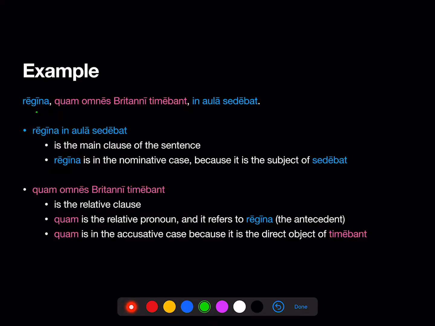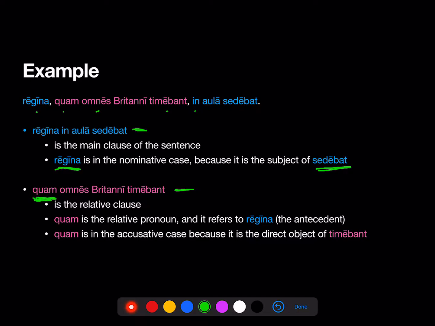Here's our sentence. Regina quam omnes Britanni timebant in aula sedebat. The queen, whom all the Brits were fearing, was sitting in the palace. So the main clause of the sentence is Regina in aula sedebat. The queen was sitting in the palace. Regina here is in the nominative case because she's the subject of sedebat. The queen was sitting. The relative clause is quam omnes Britanni timebant, and it starts with the relative pronoun quam.